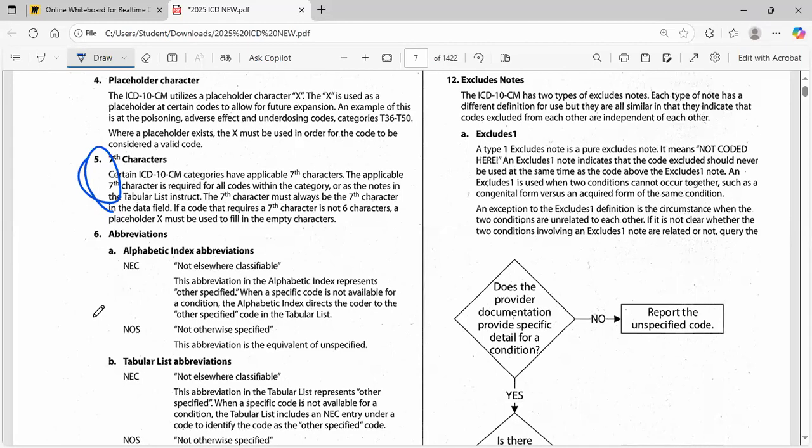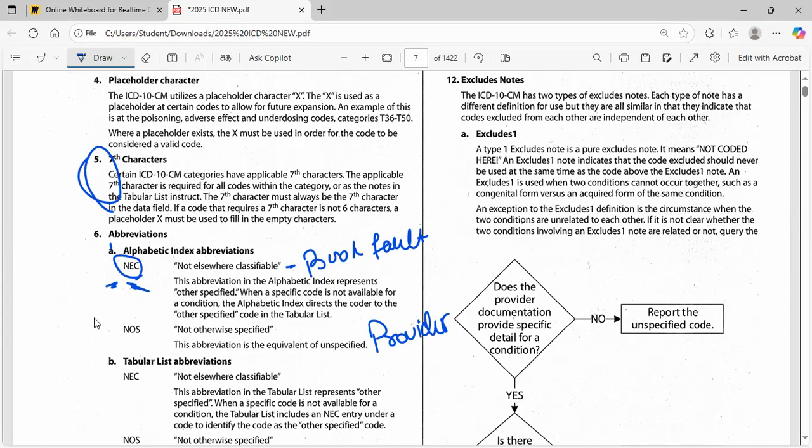Next, we have the abbreviations. In our manual, we have two types of abbreviations, NEC and NOS. So NEC stands for book fault, whereas NOS stands for provider fault. So whenever a condition is described by the provider, however not listed in the book or in the manual, then we have to use a code with the NEC classification.